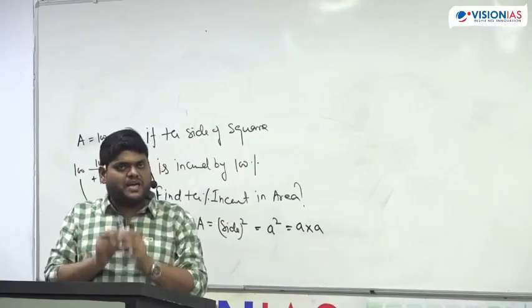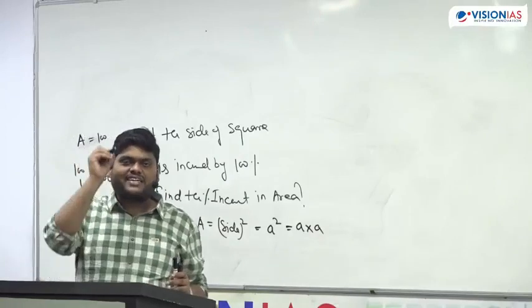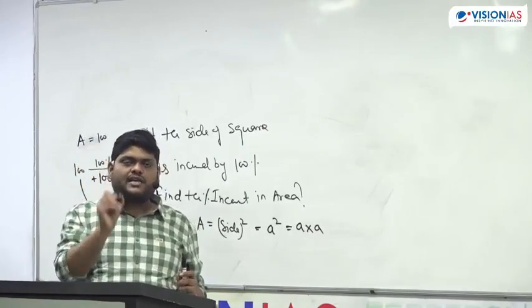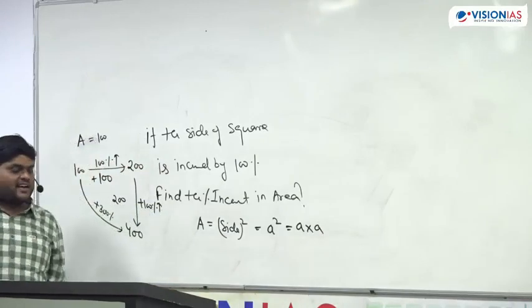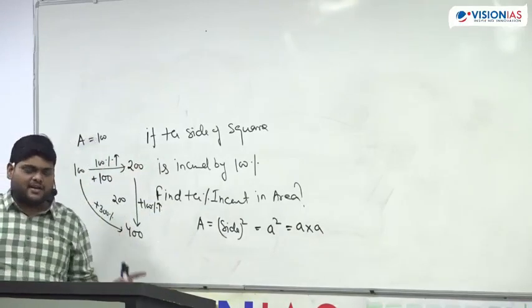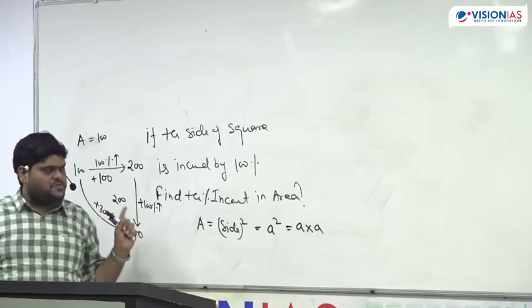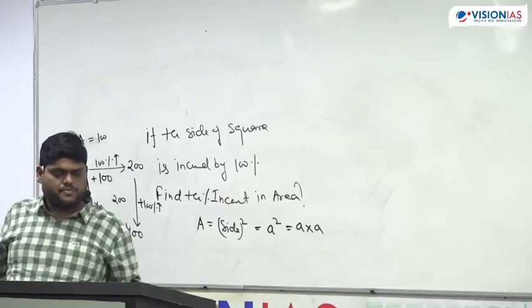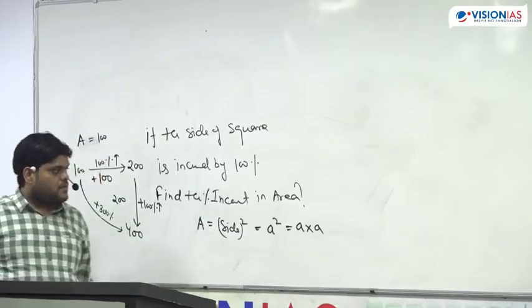So please be careful, mark this thing, because I know that 90% of the students mark this as a wrong answer. They will mark as an increment of 400, but the actual answer is increment of 300. So please be careful here. Okay.